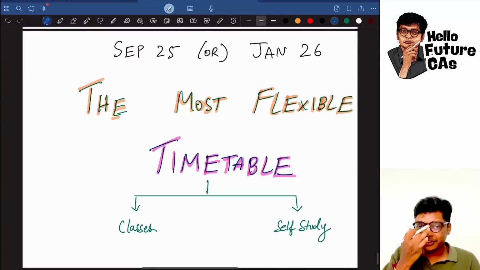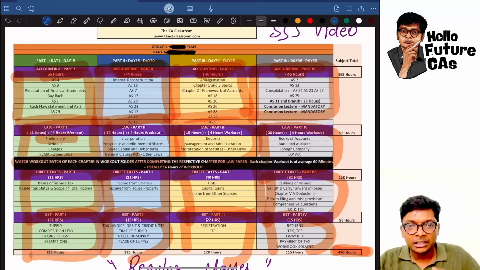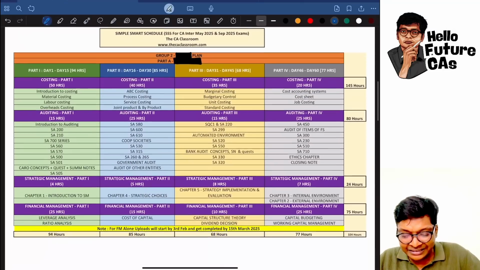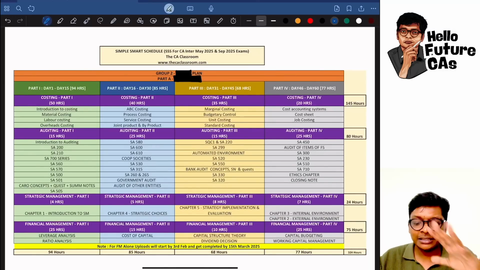So with this I present to you the most flexible timetable, and when I say it, I honestly mean it, guys. This I showed you for Group 1. The same thing is available for Group 2 as well. Okay, that's about it, guys.